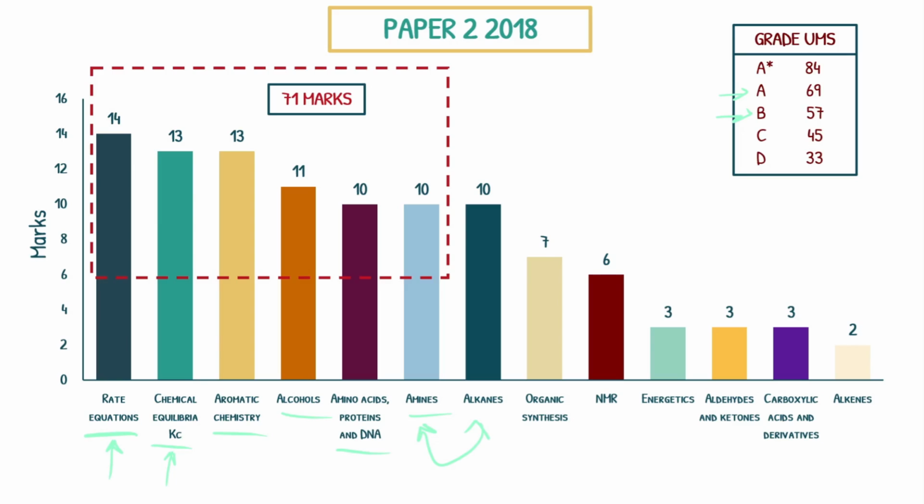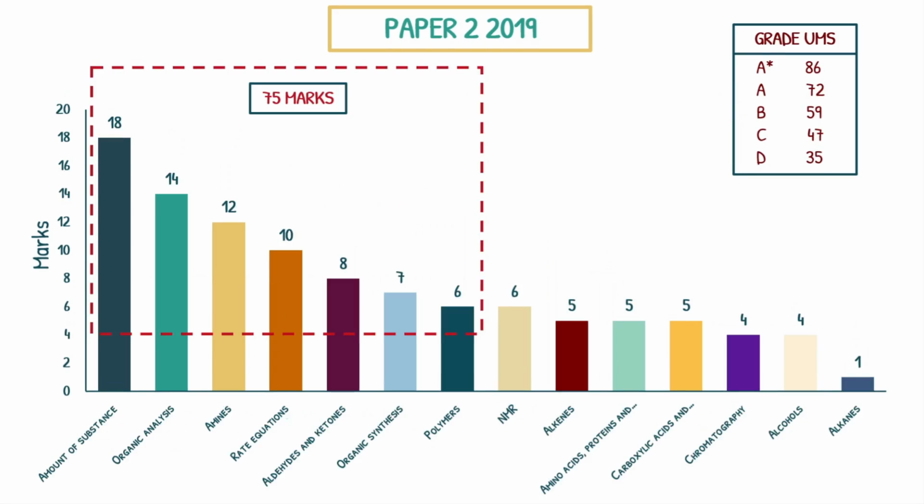Let's look at paper 2 2019. All right. Amount of substance went absolutely ham on this one, all right? 18 marks, all right? 18 marks, paper 2, 2019. Let's see what's going on here. We also have organic analysis. This was a chunky monkey right here. Then we have amines, rate equations, aldehydes and ketones, organic synth, and polymers.